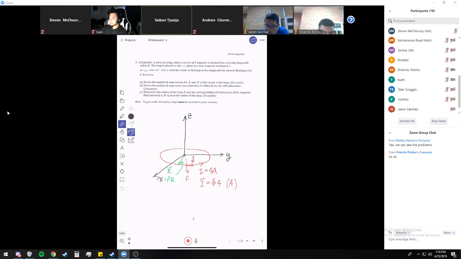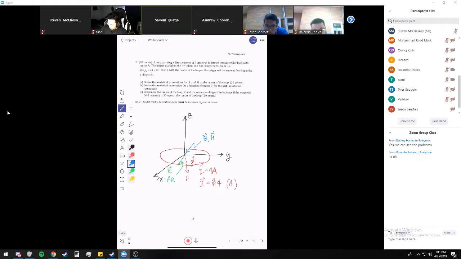So now, for part A, you're asked to derive the B and H at the center. Where the B and H should be is right here. You're asked to find B and H at this location. What is the B? What is the H at this location? It's a vector. Any questions? So how do we solve that?